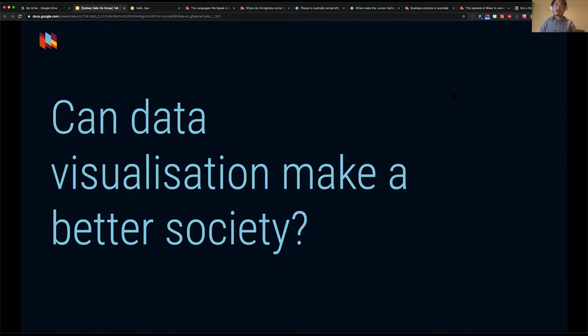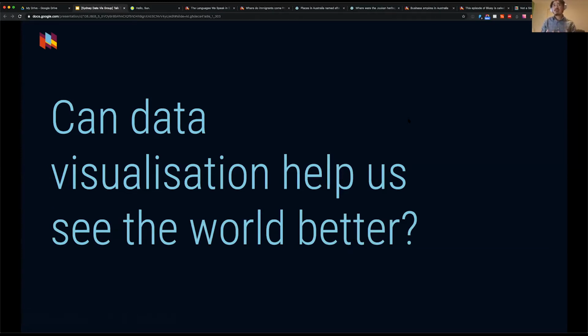So, can data visualization make a better society, a more inclusive society, a society with less hate and less bigotry? Going back to what I said before, I have the skill set, and I'm very eager to use it to answer the questions I have in my head, which are about cultural or race identity in Australia from my standpoint. But that's a very big problem to solve. So the first step is to ask myself: can I use data visualization to help me see the world better, which leads to making the world a better place?